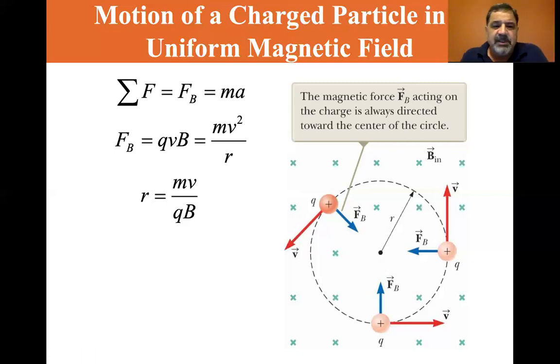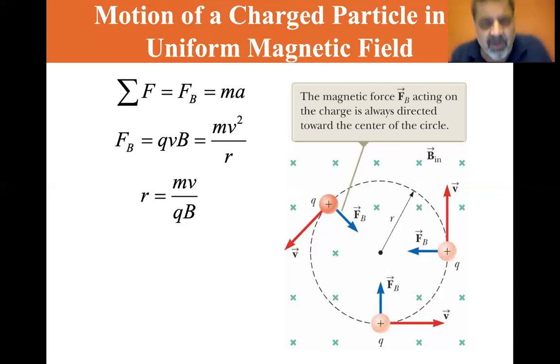Now remember this equation. The radius is directly proportional to the mass and the velocity, and inversely proportional to the charge and the magnetic field. If it's just a particle, the mass isn't going to change. And the charge isn't going to change. If it's a proton, it's going to be 1.6 times 10 to the minus 19 coulombs. So the mass and the charge aren't going to change. The only thing that's going to change is the velocity or the magnetic field.